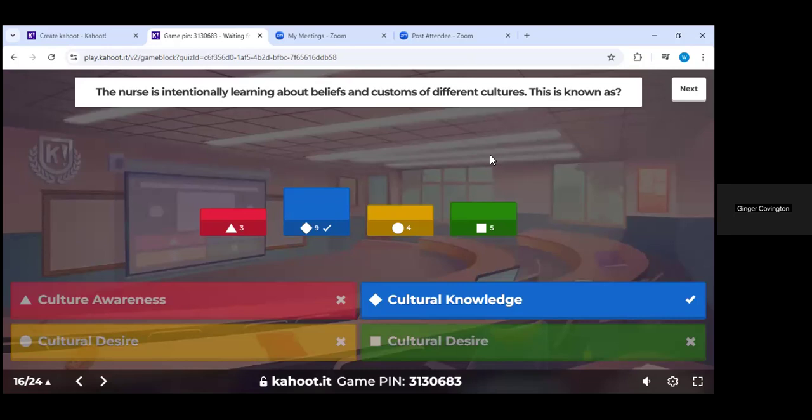The cultural awareness is, remember, them. They are going to look at their own beliefs. And then the desire, I already did that one. I said cultural, I had to put cultural desire twice. I'm like, what in the world?